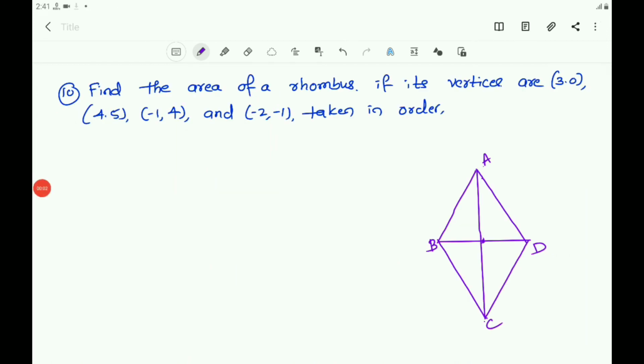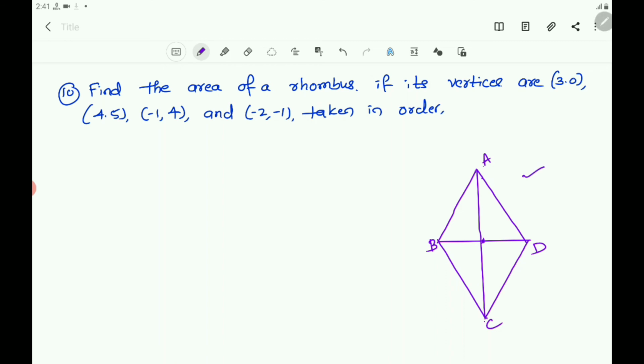The 10th question: find the area of a rhombus if its vertices are (3, 0), (4, 5), (-1, 4) and (-2, -1) taken in order.